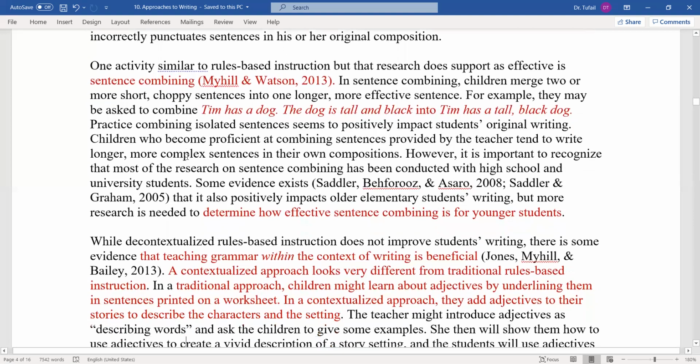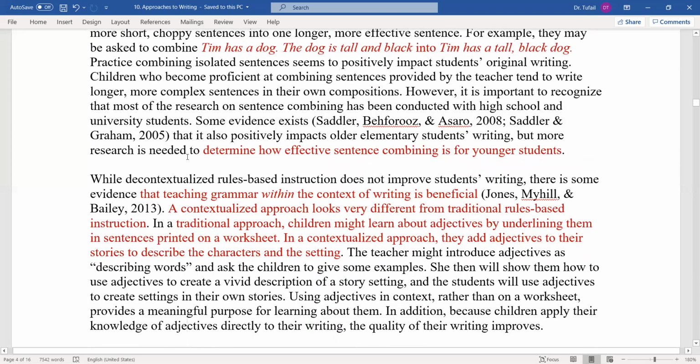What we usually do, even in our schools, is: I write a letter, she writes a letter, she doesn't write a letter, and we teach all these grammar rules in isolation, completely disconnected from the real context of the language. Then the students are not capable of using these things in their routine life and in their writing and spoken areas. So a contextualized approach looks very different from traditional rule-based instruction. In a traditional approach, children might learn about adjectives by underlining them in a sentence printed on a worksheet. In a contextualized approach, they add adjectives to their stories and describe the characters and the setting.